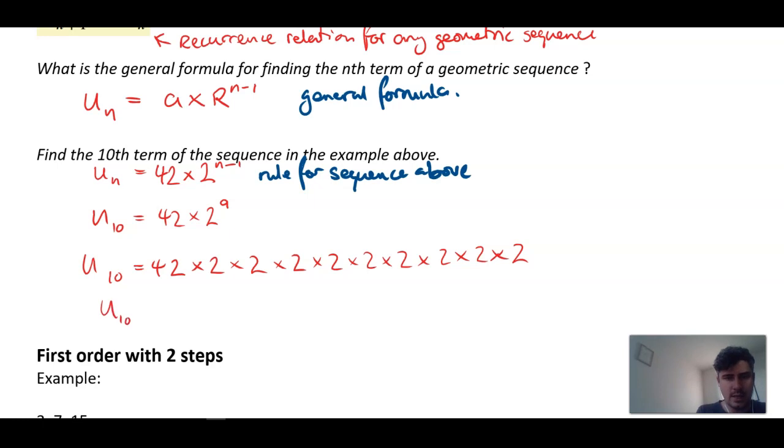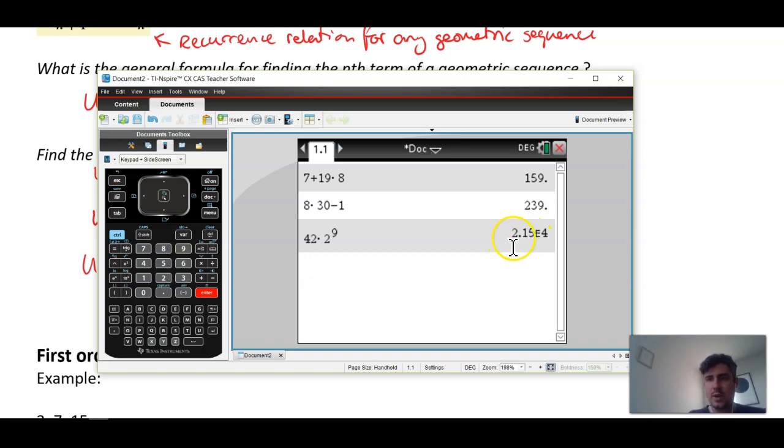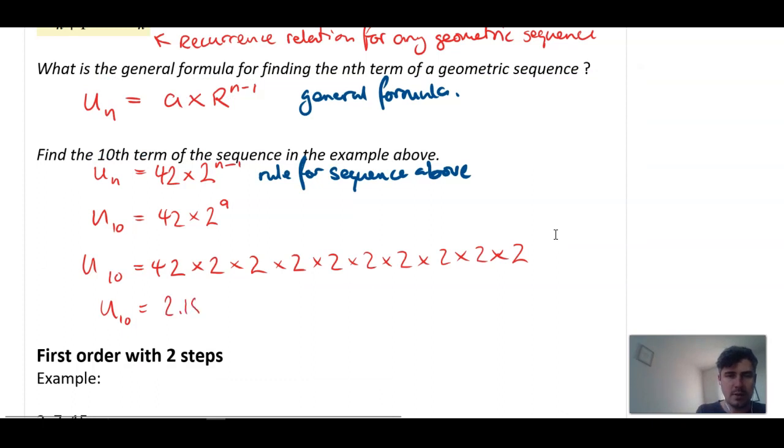So u10 equals, using the calculator, 42 times 2 to the power of 9. That's 2.15 times 10 to the power of 4. That's what the capital E4 means. In other words, it's got 4 zeros, so we can hop the decimal place along 4 times: 1, 2, 3, 4. So it ends up being 21500. It's quite a large number in the end.